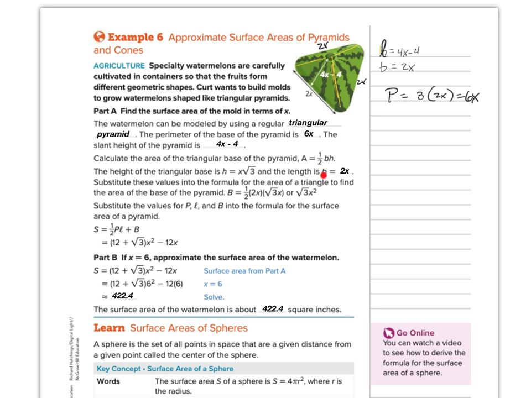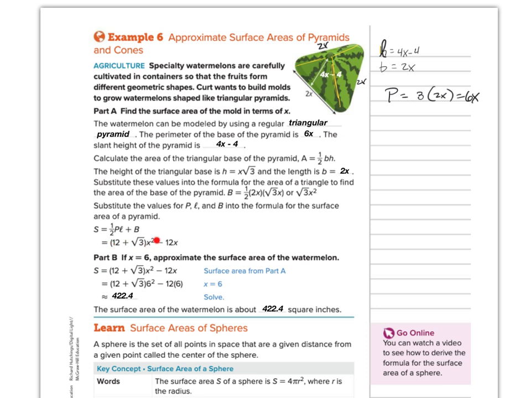And then the length of the base is 2x. Then substituting those values into my formula, they were able to substitute these values into the formula for the area of the triangle to find the area of the base of the pyramid. Okay, so the base is equal to 1/2 times the base times the height, and then substituting in your information, we came up with an approximate surface area.